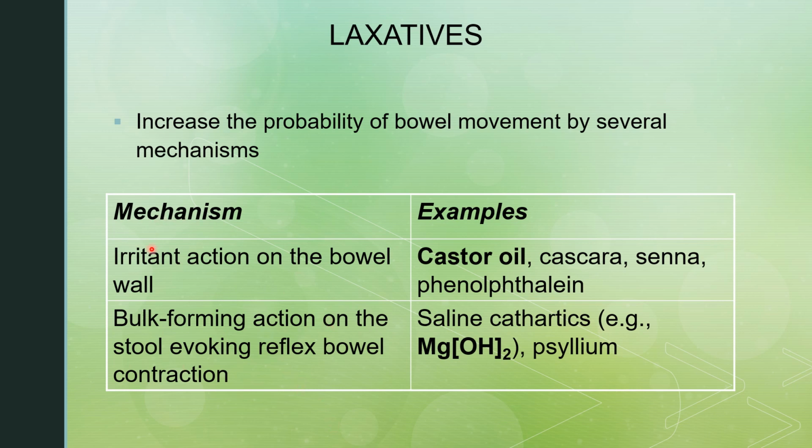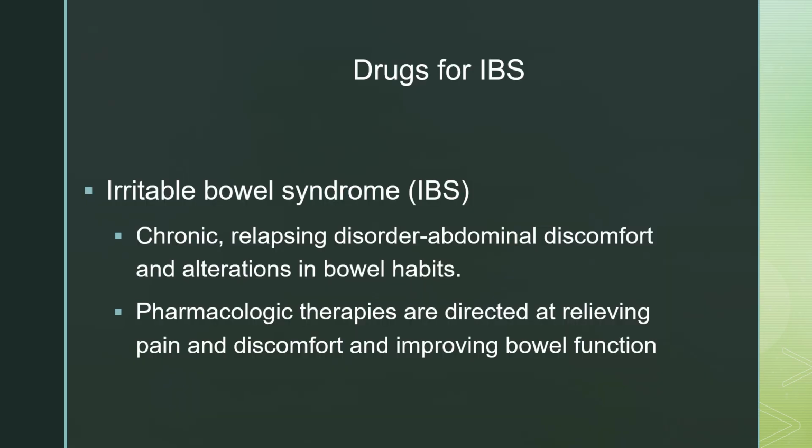Examples of irritants will be your castor oil, your cascara, your senna, and your phenolphthalein. Bulk formers are your saline cathartics, that is your magnesium hydroxide, and your psyllium. So those are the medications for your constipation.